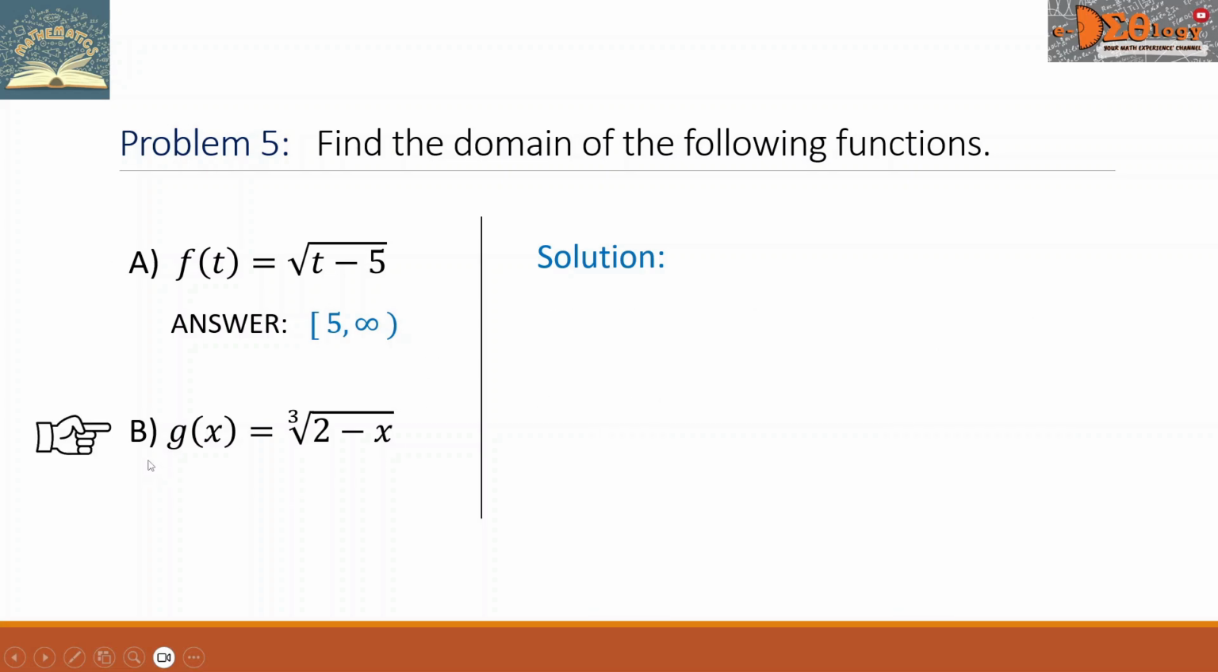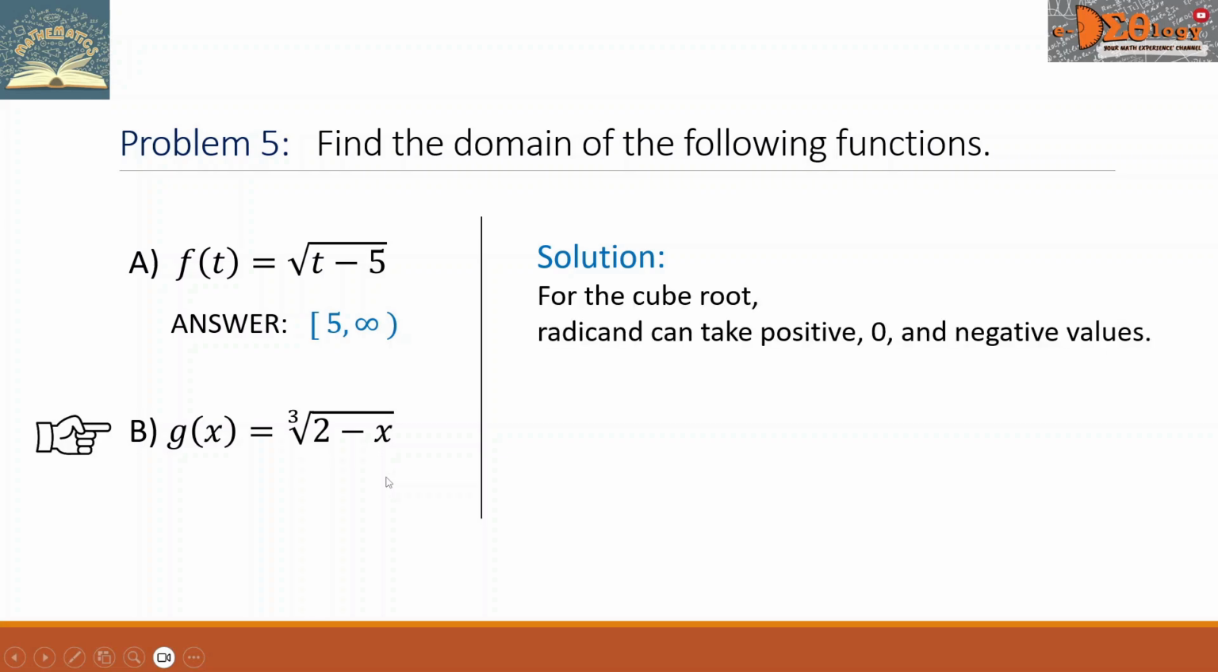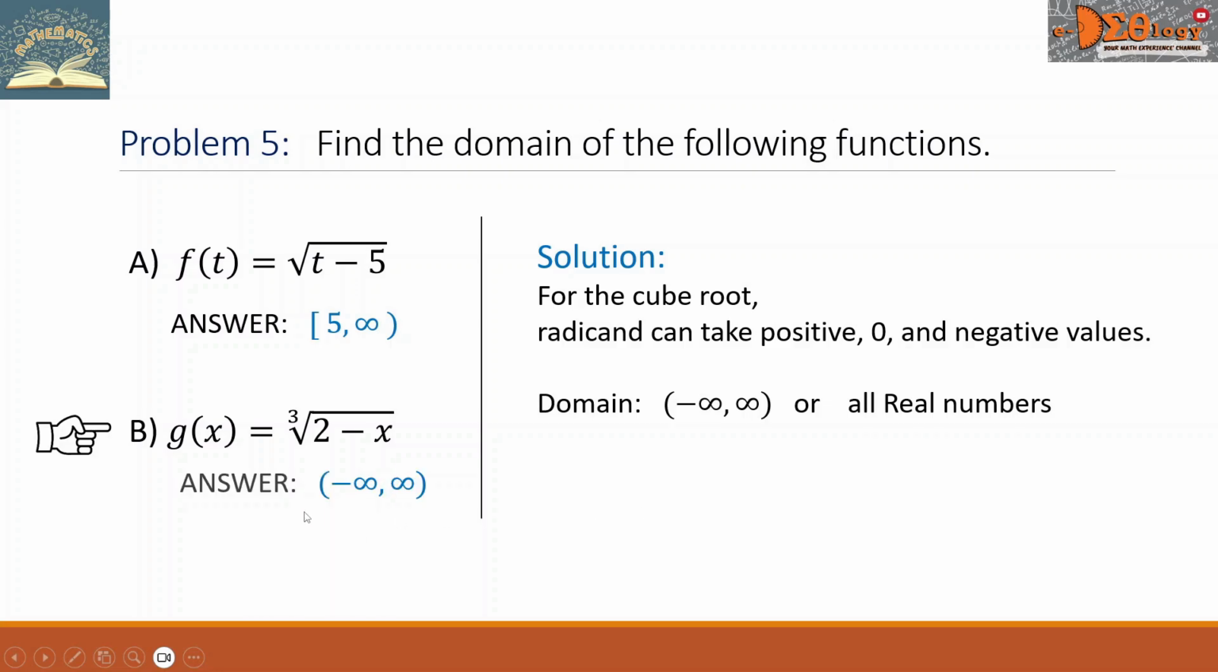Then we have letter B. G of x equals the cube root of 2 minus x. Note that for the cube root, the radicand can take positive, 0, and negative values. For this case, the domain is from negative infinity to positive infinity, or we can say all real numbers. So for the answer, we can write negative infinity to positive infinity.